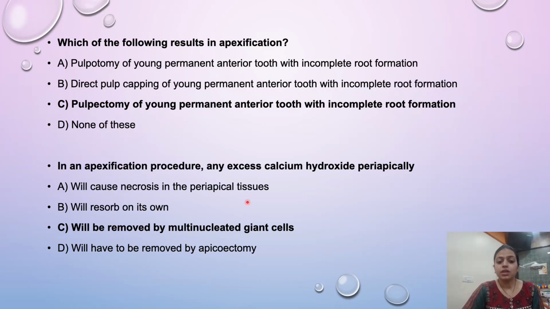C. Never jump to answer quickly, because if you read the question once, you might feel like you can answer that it will resolve on its own, because calcium hydroxide tends to disappear with time if it is pushed periapically. Some of you, in a hurry to answer, might go with the option that it will resolve on its own, but that's not correct. It is usually removed by the multinucleated giant cells, so that is the more appropriate answer.